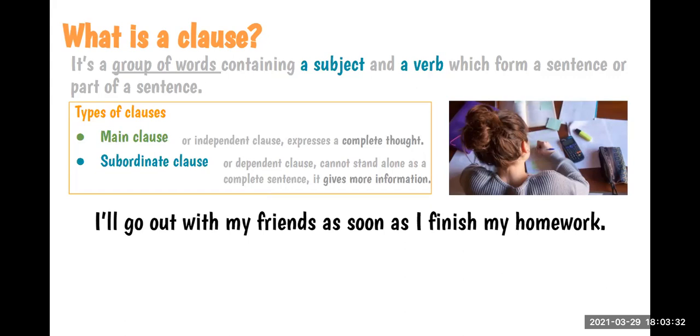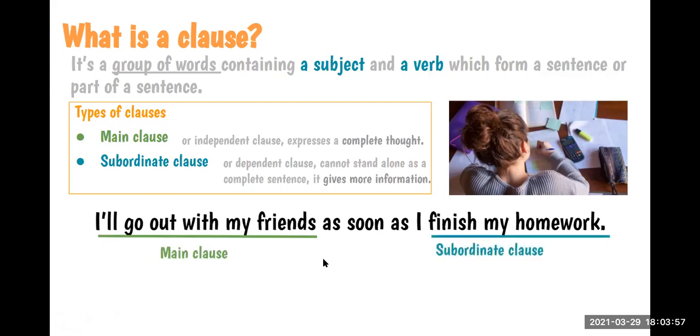It is complete. And the next one is the subordinate clause: I finish my homework. I finish my homework, right? It's a subordinate clause because it's giving extra information and it doesn't have a complete thought itself, right? So yes, this is the main clause and this is the subordinate clause. As you can see, this is only one sentence, and in one sentence, we can have more than one clause, okay?